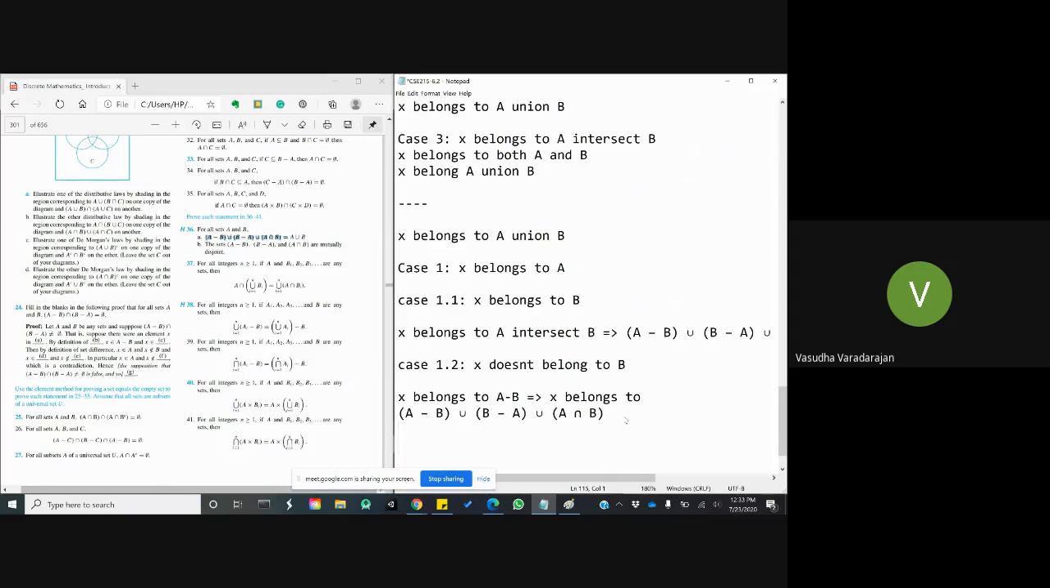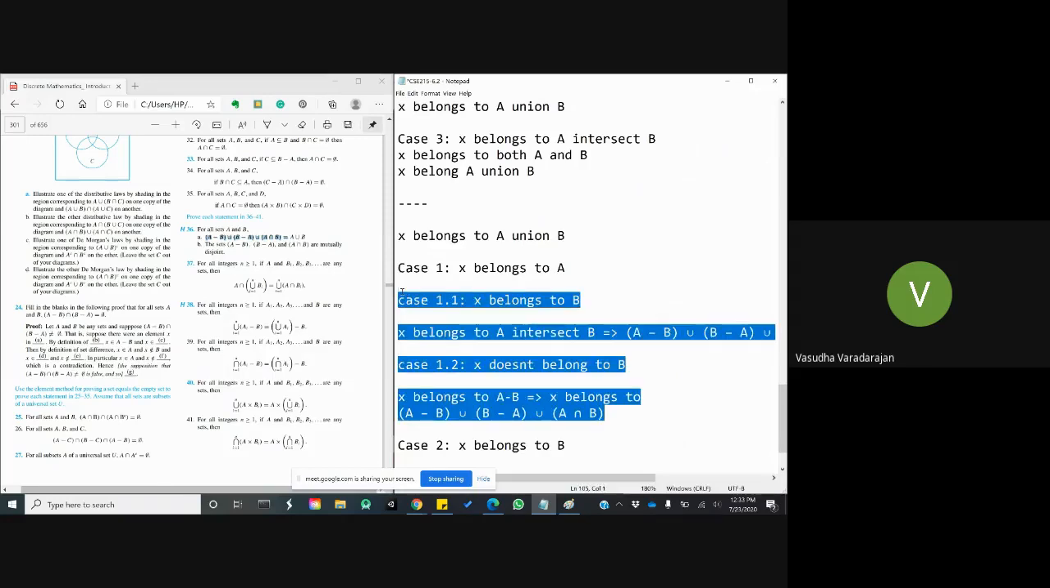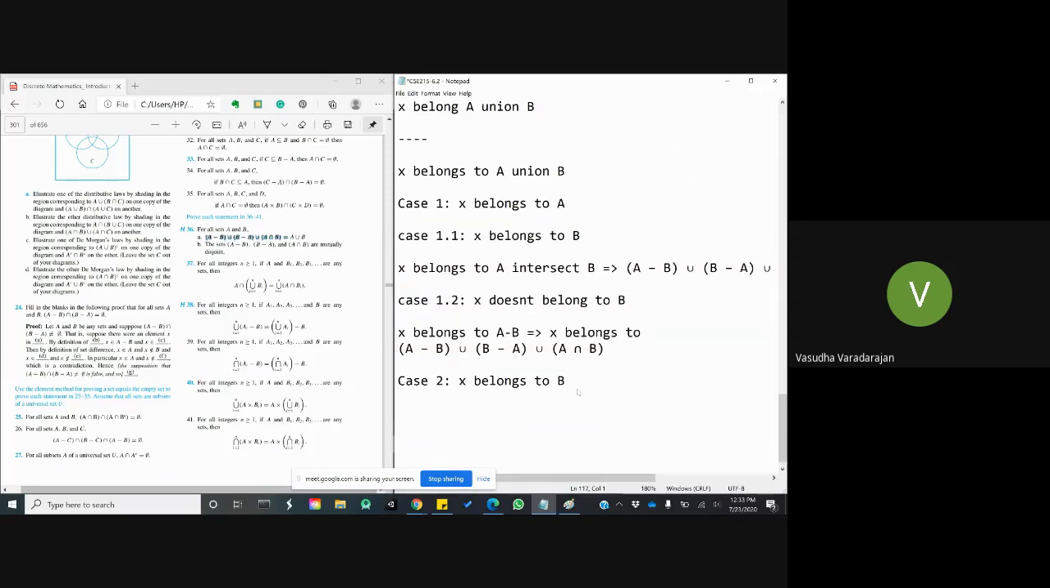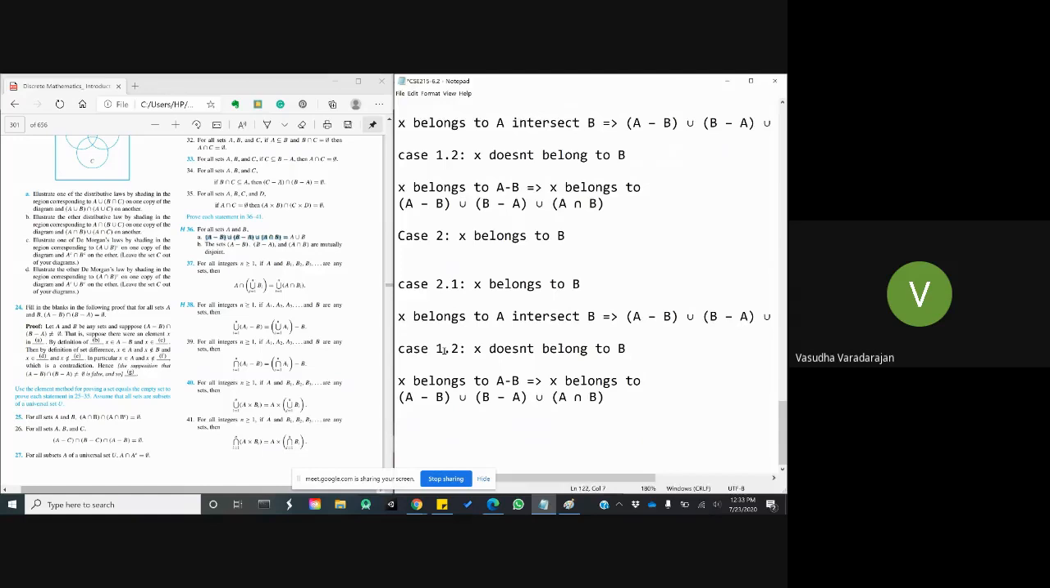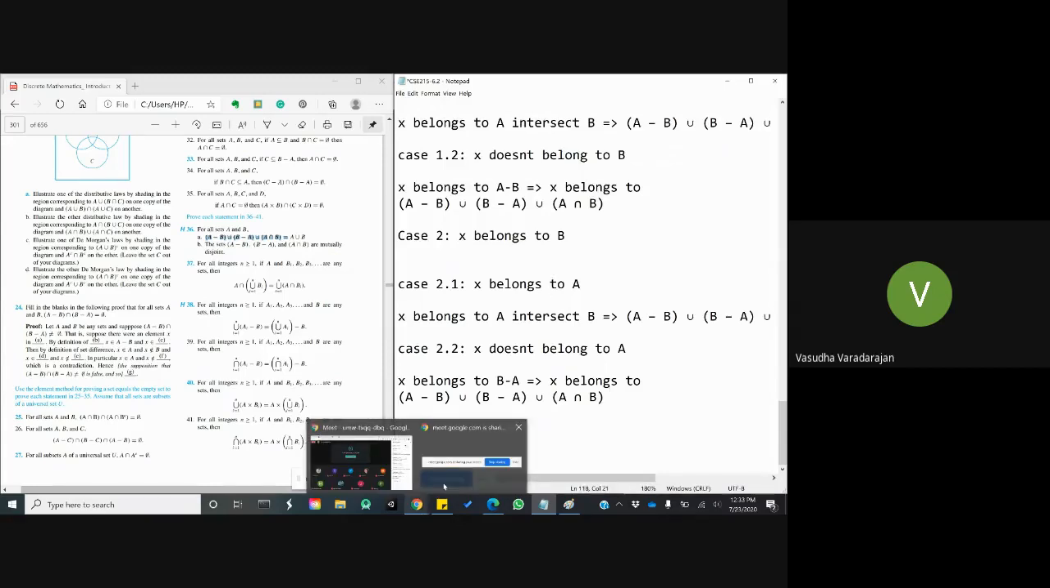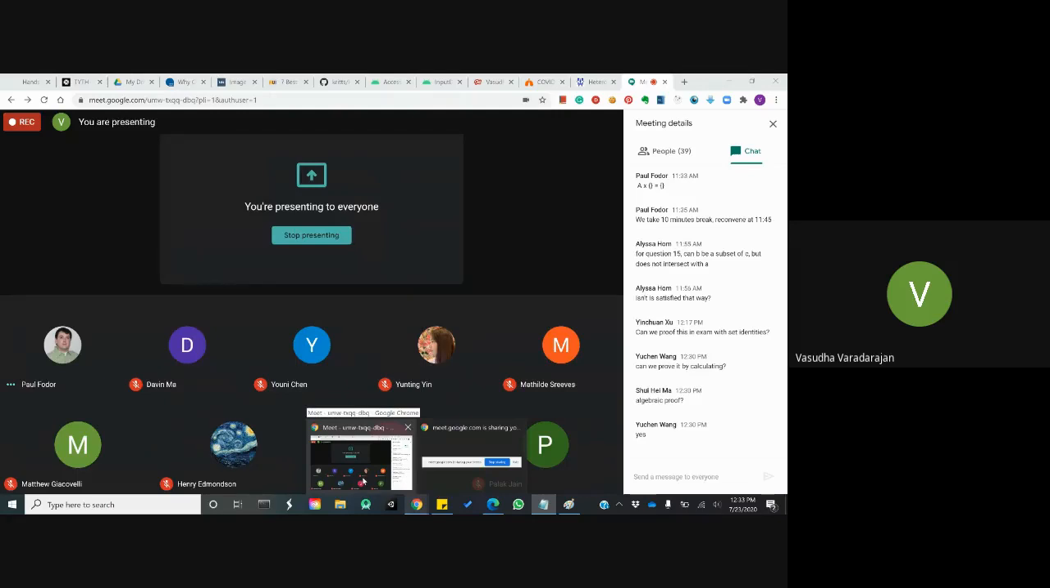Is that clear? Okay. So we could do the same thing for B next, which is going to be the same thing, but A substituted by B. Is that clear? Any questions? Okay, I think that was the last problem. Thank you very much, Vasudha.